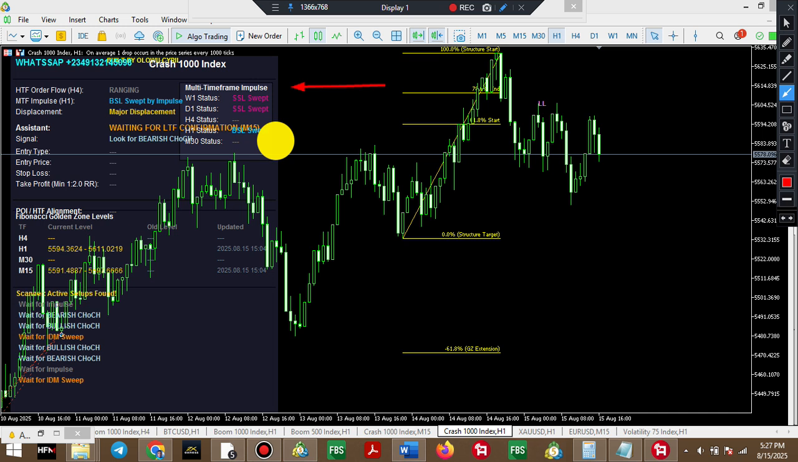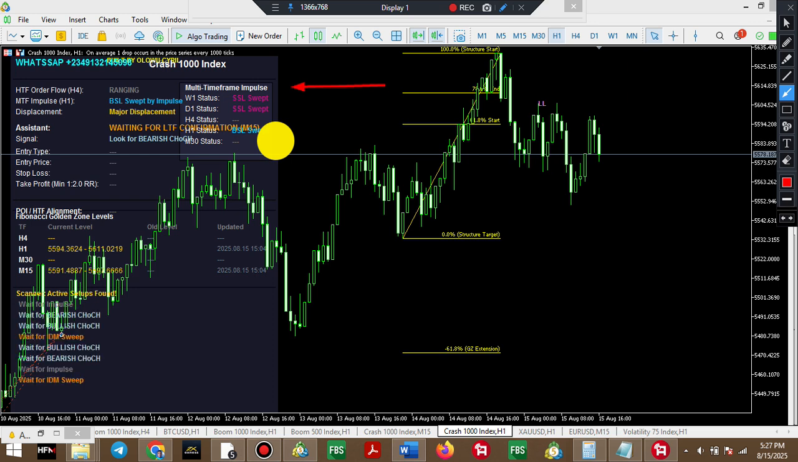Under this first phase, it has a mini dashboard that contains what we call the multi-time frame impulse. Why did I add this mini dashboard? The reason is not far-fetched. From here now, we can easily see what happened on the weekly time frame impulse. We can see the direction of the daily time frame impulse. On the 4-hour, we can see what is happening currently. On the H1, we can see, and on the 30-minute, we can also figure all this out.